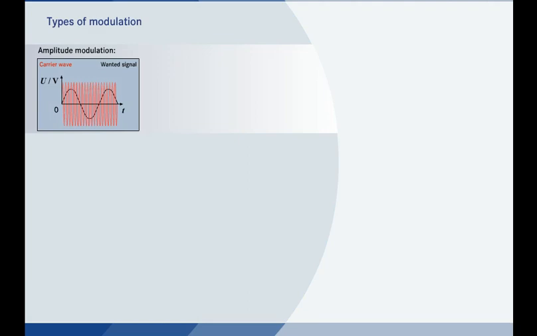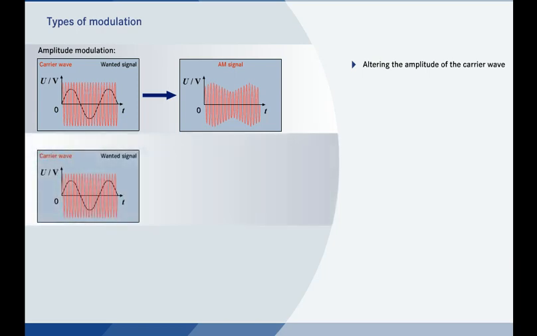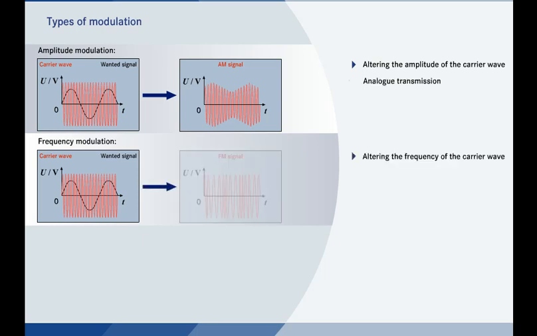In amplitude modulation, the wanted signal is transferred onto the amplitude of the carrier wave. This means that the amplitude of the carrier wave is modulated in accordance with the wanted signal. In frequency modulation, the wanted signal is transferred onto the frequency of the carrier wave. This means that the frequency of the carrier wave is modulated accordingly.